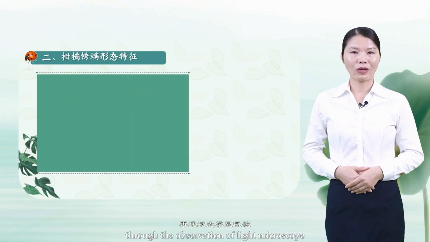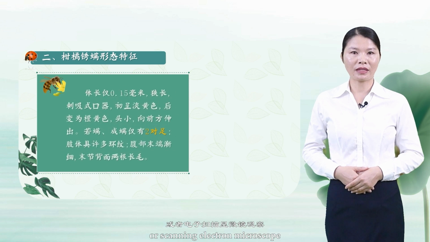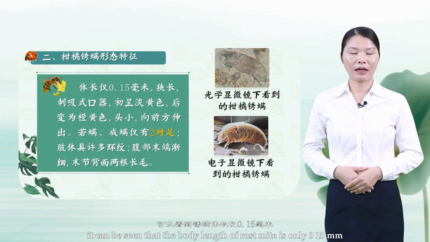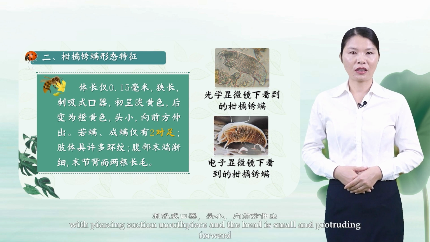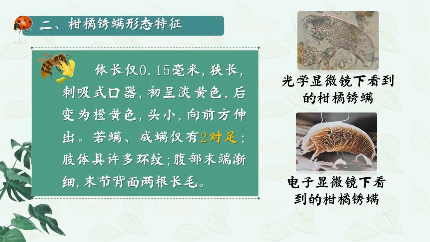Through the observation of light microscope or scanning electron microscope, it can be seen that the body length of the rust mite is only 0.15 mm, with a piercing-sucking mouthpart, and the head is small and protruding forward. Nymphs and adult mites have only 2 pairs of feet, limbs with many ring stripes, tapering at the end of the abdomen, and 2 long hairs on the back of the distal segment.